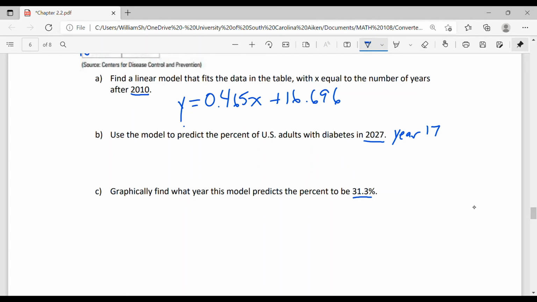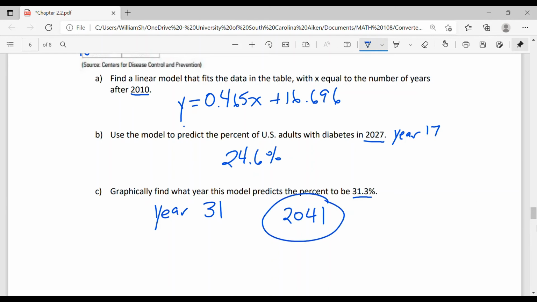Use the model to predict the percent of U.S. adults with diabetes in 2027. That was 24.6%. We found that. And graphically find which year the model predicts the percent to be 31.1%. We determined that was year 31, but they don't want year 31 as the answer. They want the actual year for the answer. And since it's years since 2010, we have to add 31 to 2010, and that should give us year 2041. That'll be the answer they want you to input for that one.